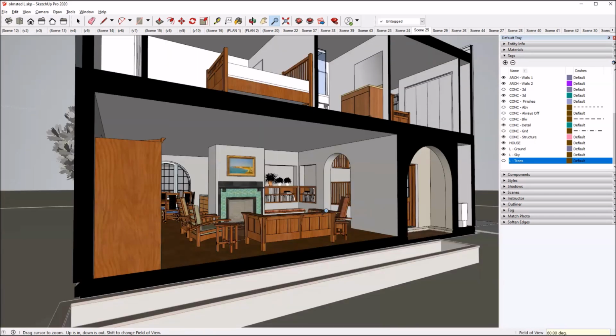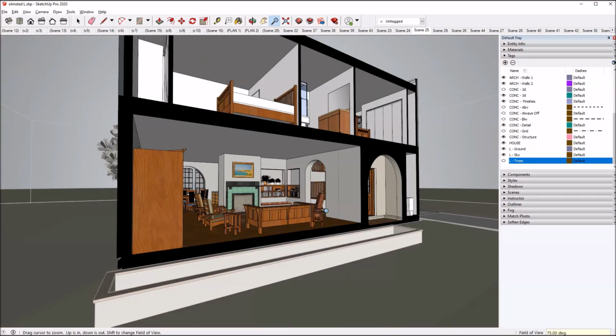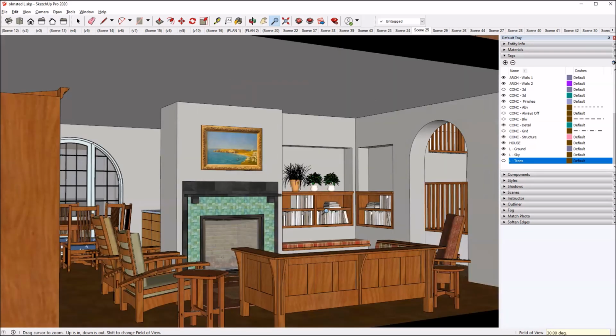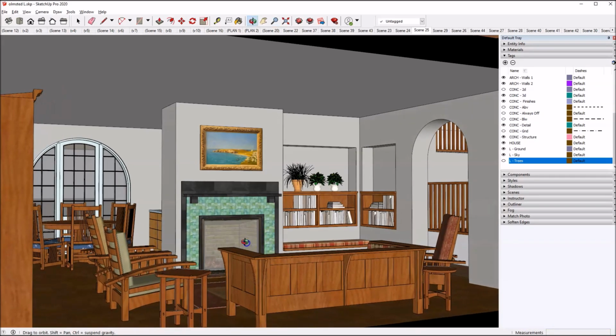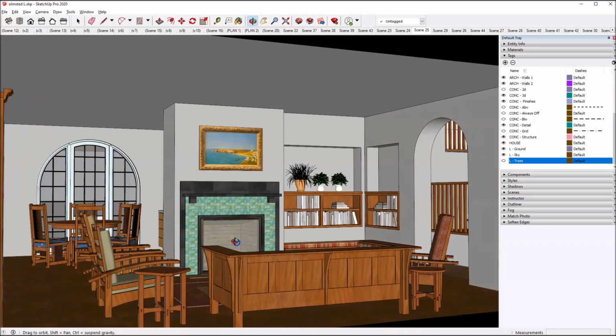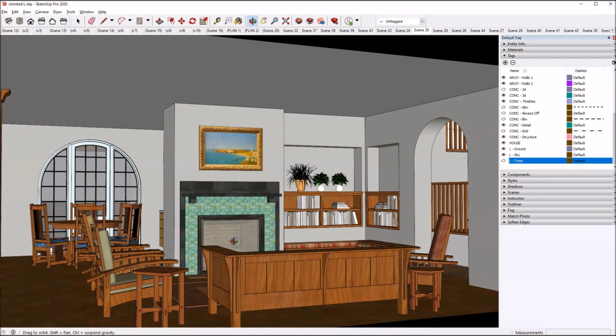I'll return to 60. Go to 75. You can see that there's quite a bit more distortion. There's 30. I'm going to rotate around a little bit and get that dining room area there. So that's another little technique. Combining a section cut with a perspective view can be quite fun and useful.